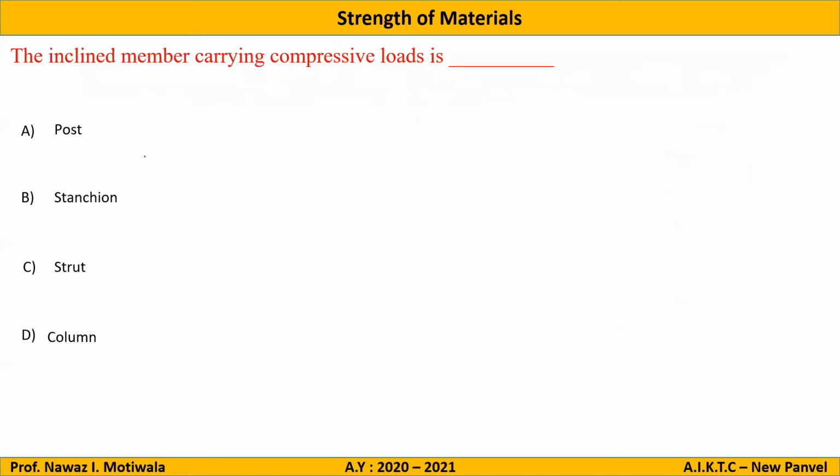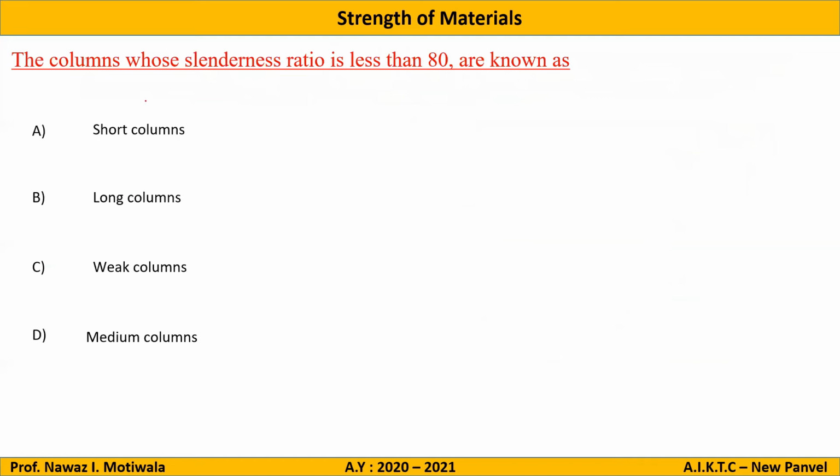Next question. The inclined member carrying compressive load. This also we have seen in our LMR. If it is an inclined member, it is termed as a strut. So the answer will be C. Next, the columns whose slenderness ratio is less than 80. We have also seen this. If slenderness ratio is less than 80, it will be termed as a short column. So the answer will be option A.